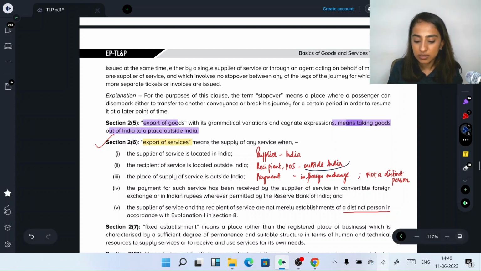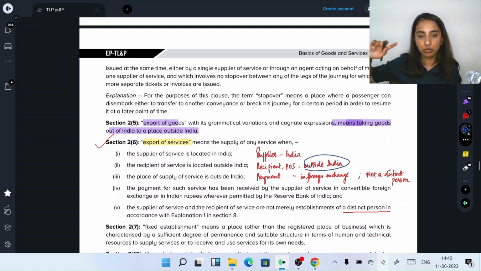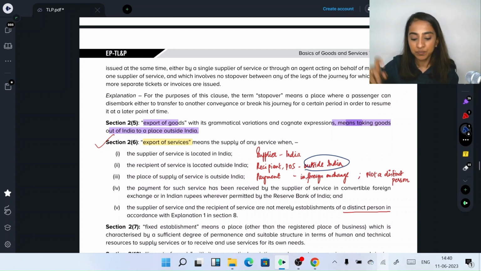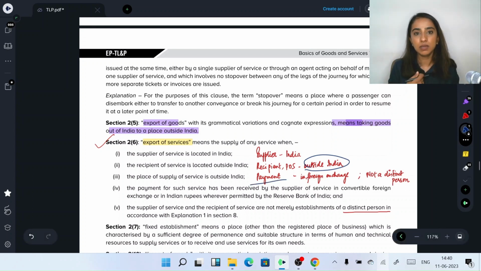So the US is outside, right? The recipient, the one who's buying my goods, is in the US, outside India. And then payment, how is he paying me? In convertible foreign exchange. He's paying me in dollars. Cool. He's paying me in dollars.